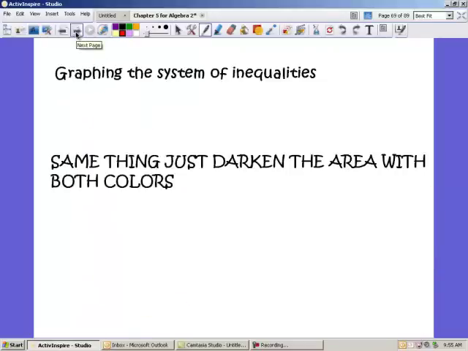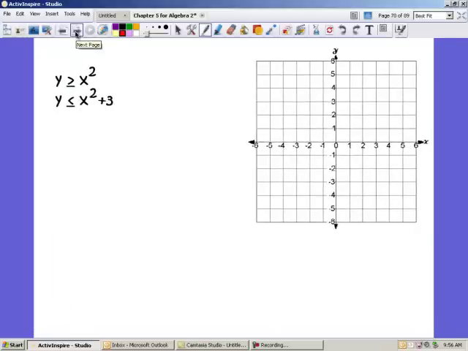All right, now you're going to graph a system of inequalities. So instead of there just being one inequality, there might be two. And we're just going to do the same exact thing, but instead of darkening one area underneath one of the graphs, we're going to have solutions that meet both inequalities. And I'll show you what I mean here.